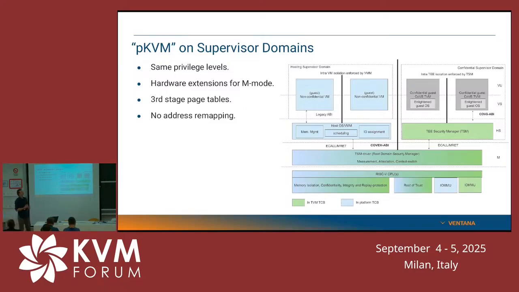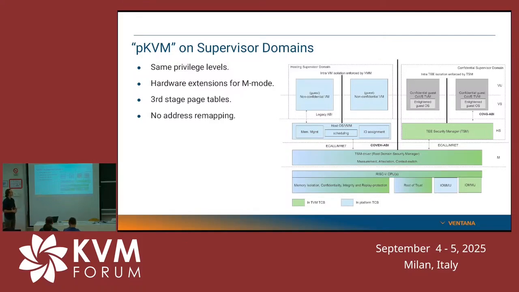It does not add new privilege levels, so we still have the M, HS, VS, and VU, but it gives the M mode the ability to now run multiple S modes or HS modes through a next layer of page tables. And these page tables don't virtualize, so there is no address remapping. You just get the page table granularity, which is 4 kilobytes, to isolate the S modes. And you also get a bunch of state registers to properly isolate the state.